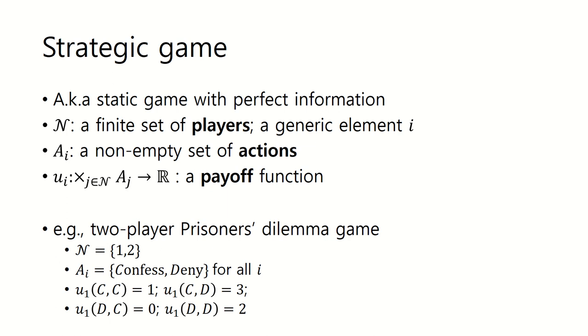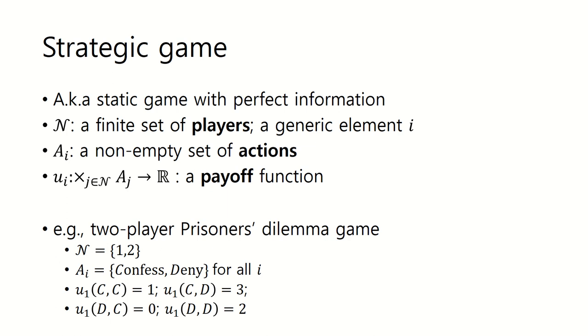So, strategic game. It's also known as a static game with perfect information. It's probably the simplest game that we can imagine conceptually. Of course, a strategic game can be very complicated, but conceptually, it is the simplest game. So, it's a static game. As you can imagine, there are dynamic games, and dynamic games are usually more complicated. A static game is relatively less complicated, and it's with perfect information. We assume perfect information. We can also think of situations where the information is imperfect. So a static game with perfect information is probably the simplest game that you can imagine.